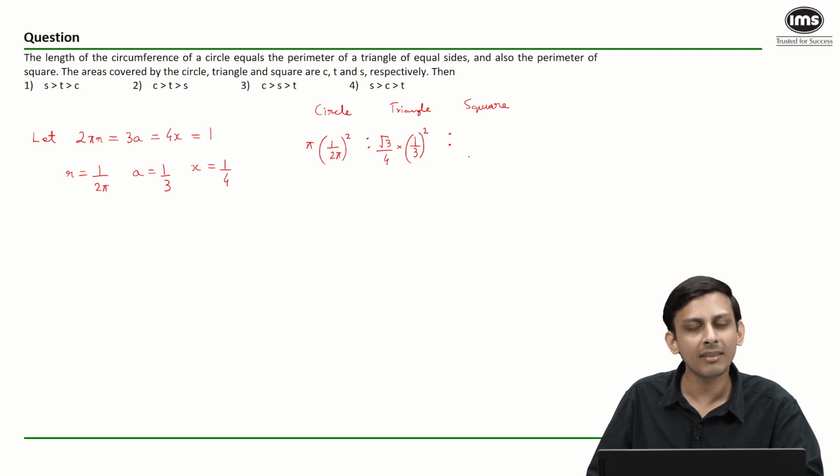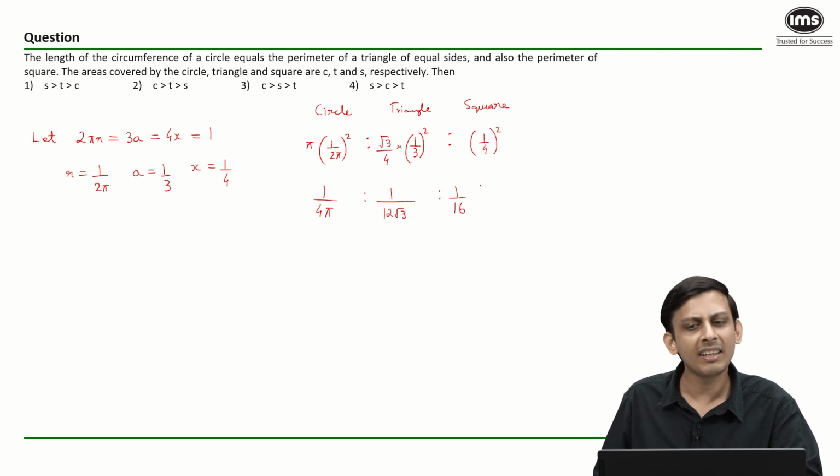And then area of the square is square of the side. Side is 1 by 4. So we'll have the square of 1 by 4. Okay, so if we start calculating these and simplifying these now, pi into 1 by 2 pi whole square, that will give us 1 by 4 pi. Here, root 3 by 4 into 1 by 3 whole square, root 3 by 4 into 1 by 9. That will give us 1 by 4 into 3 root 3. So that will be 12 root 3. And here 1 by 4 whole square, that will be 1 by 16.